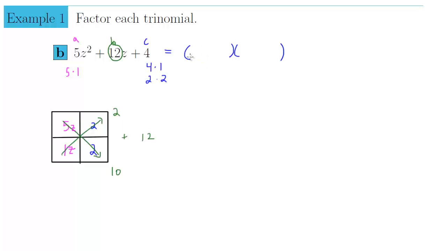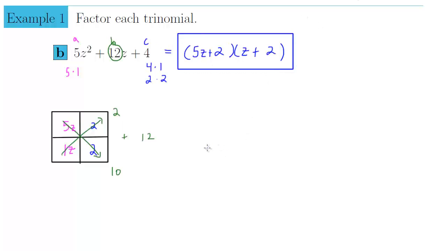Our first factor here is going to be 5z plus 2. And then our next factor is going to be 1z plus 2. There's our factored form of this trinomial.